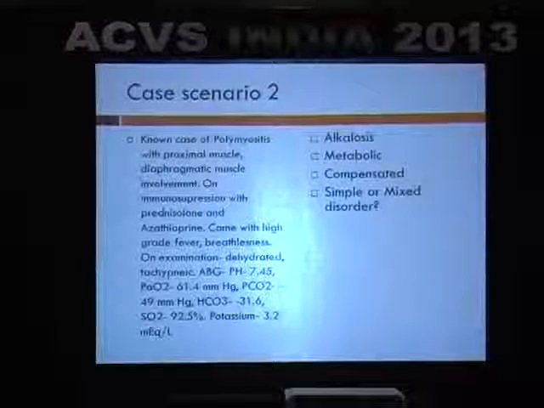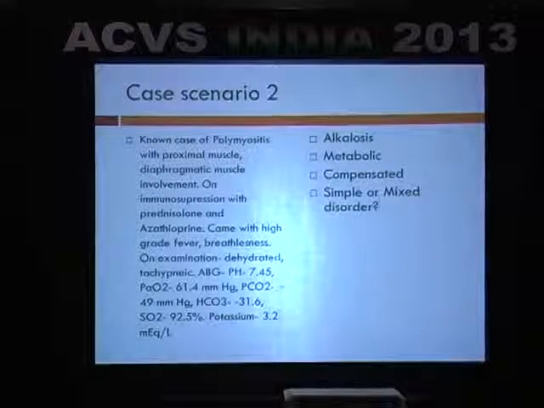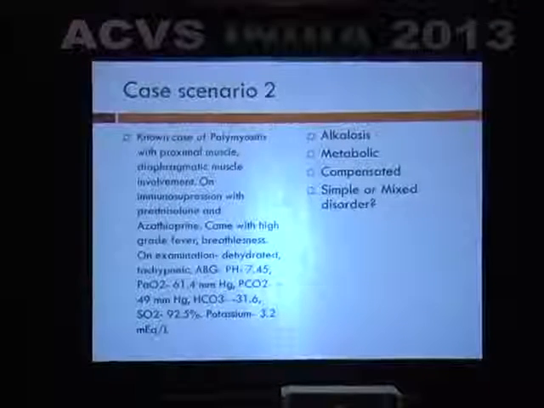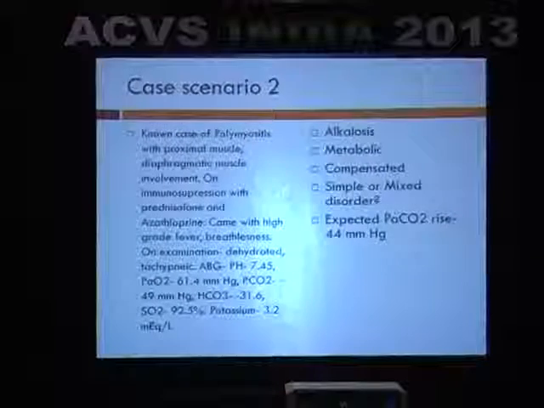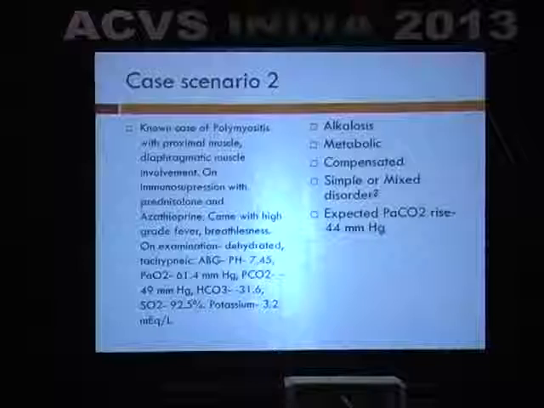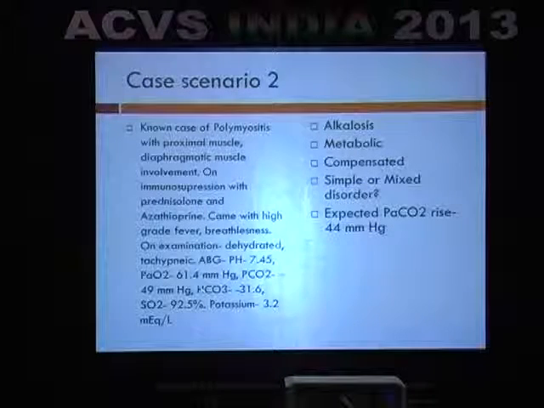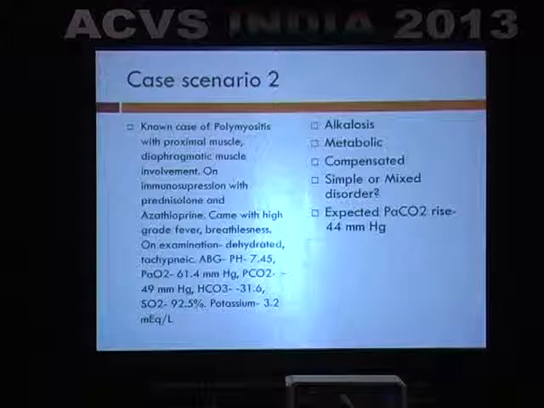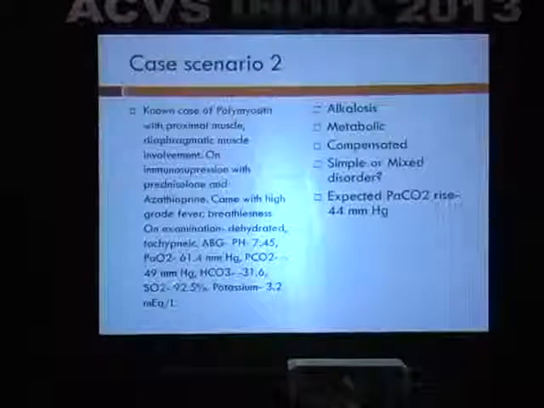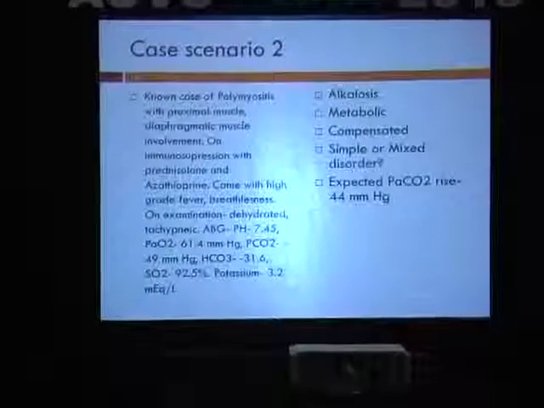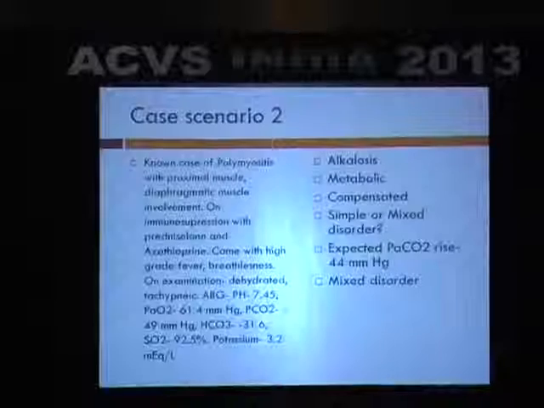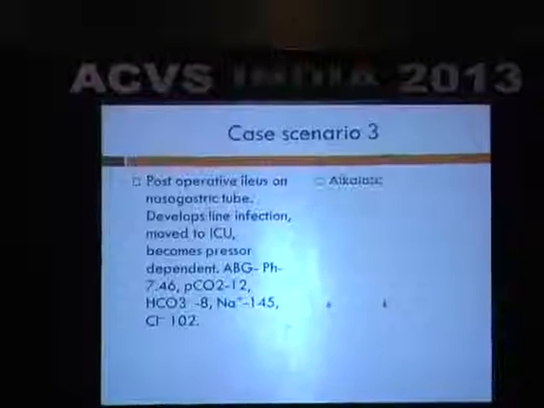So, is it compensated? And if so, what is it? Is it a simple disorder or a mixed disorder? Simple disorder is one acid-base disturbance, and mixed disorder is basically a combination of two things. Just this slide will be the last thing. So the expected PaCO2 will be 44 mmHg with this bicarbonate level of 31. But this patient had a PCO2 of 49, meaning to say that this patient had a concomitant respiratory acidosis because of her muscle weakness, because of polymyositis. So this was a mixed disorder, fine.